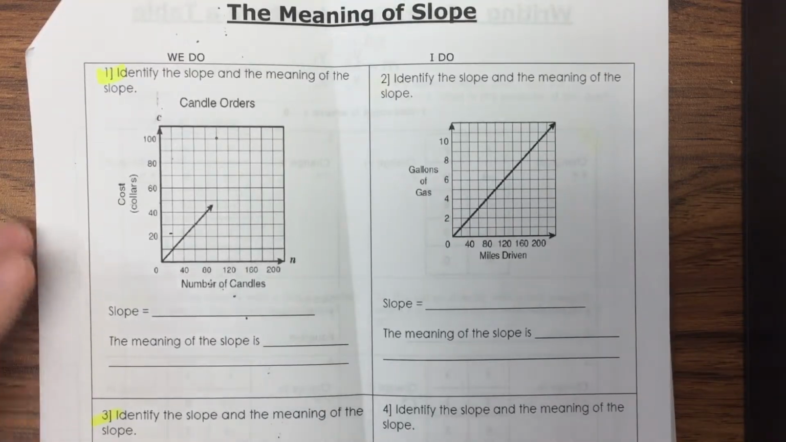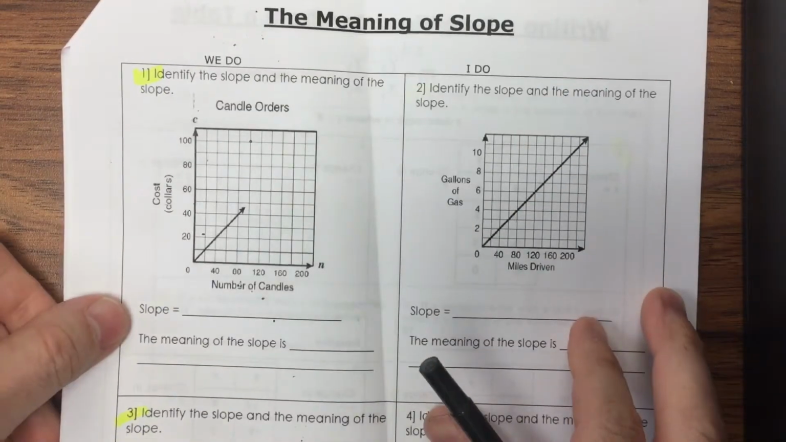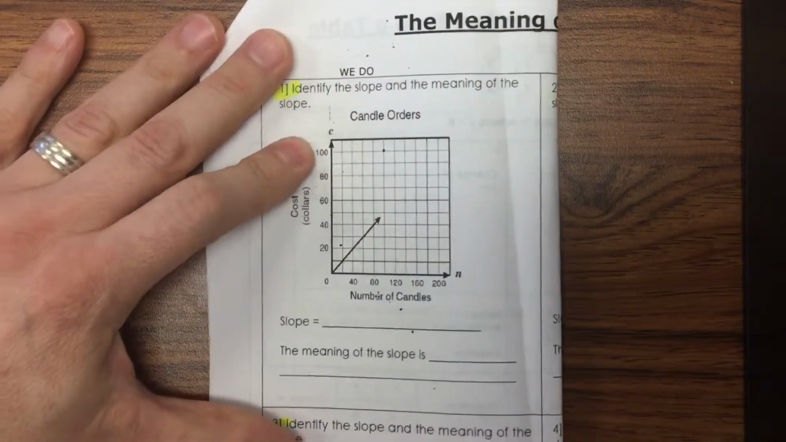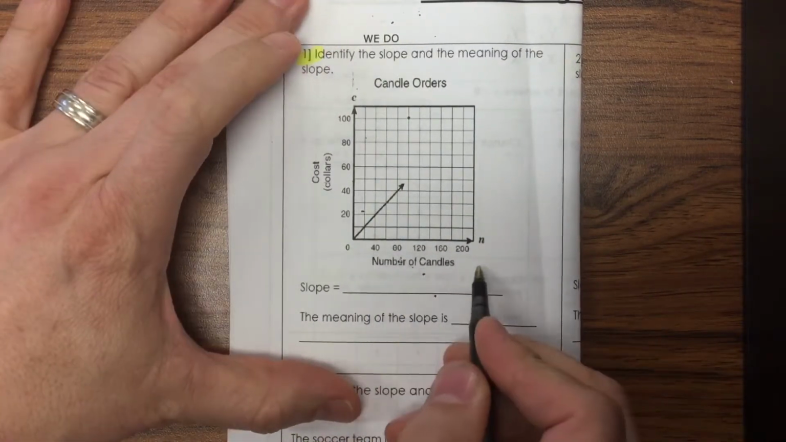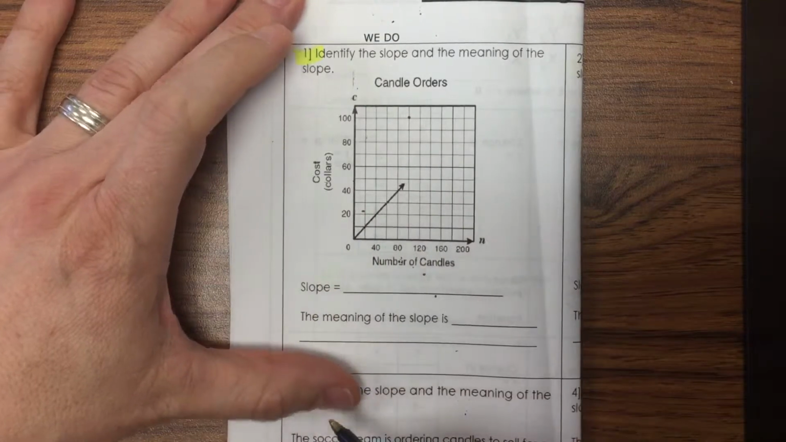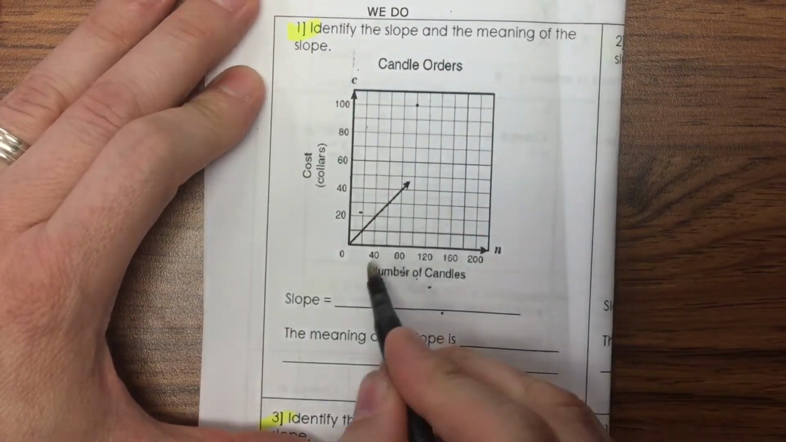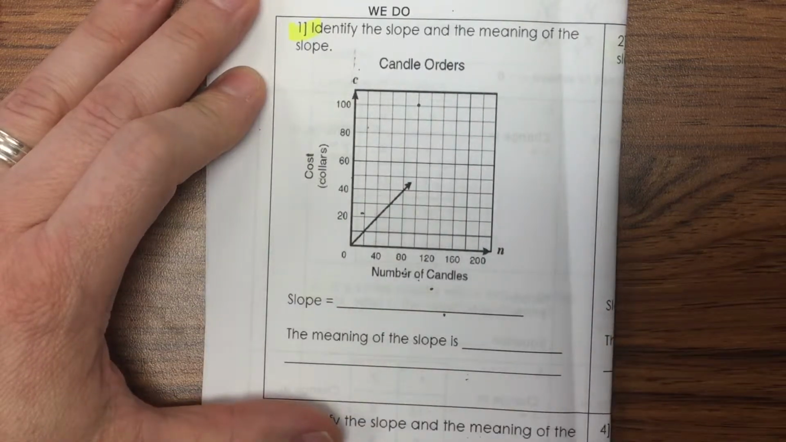Actually, we have a little time. Let's go ahead and do meaning of slope. Page 20. Let's do number 1. Identify the slope and the meaning of the slope. In this graph, we have x-axis, number of candles, y-axis, cost in dollars, all right? So it looks like the more you're buying, the more it's going to cost, okay?